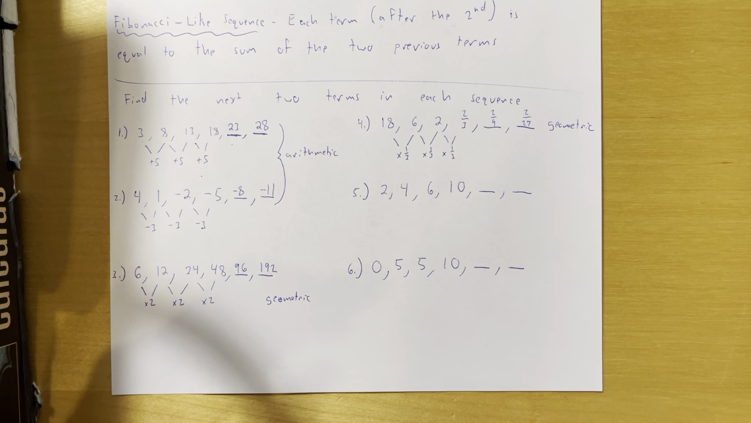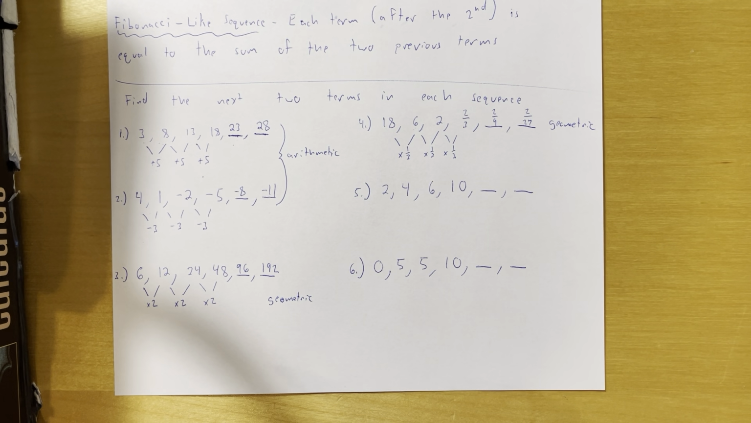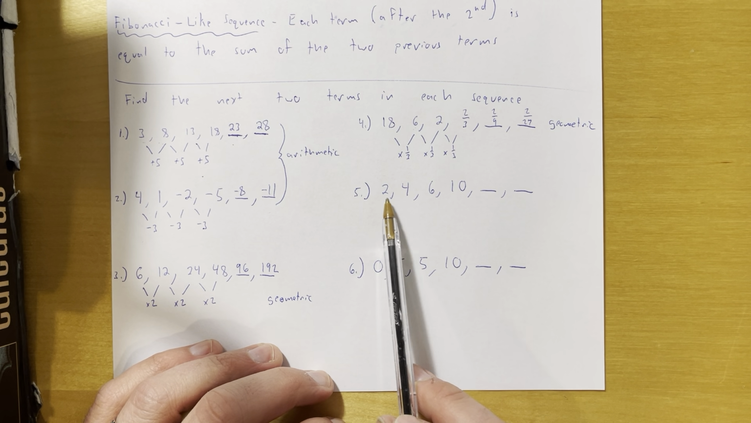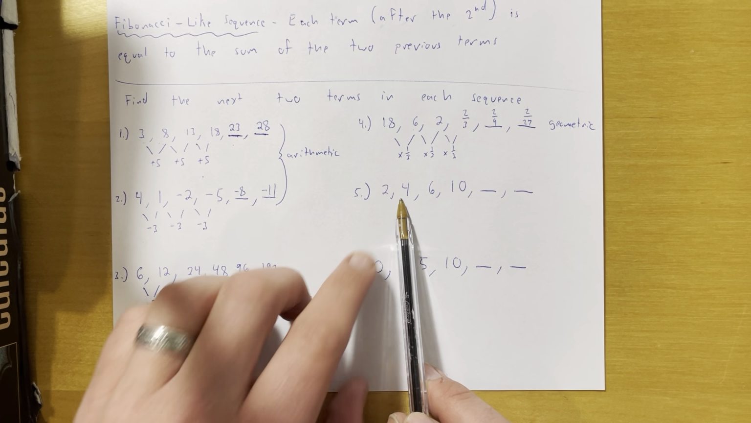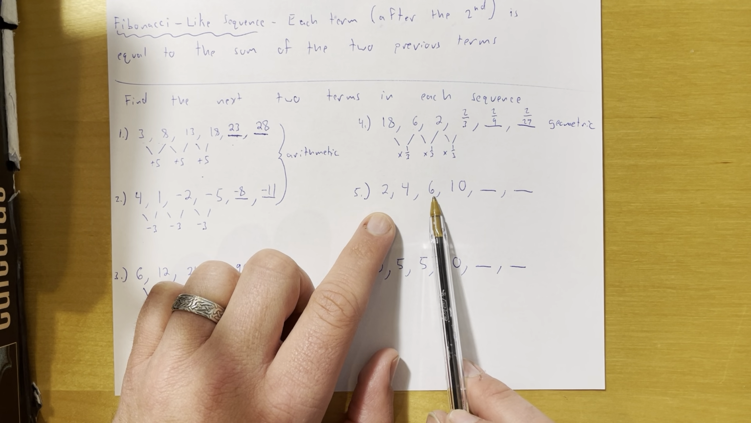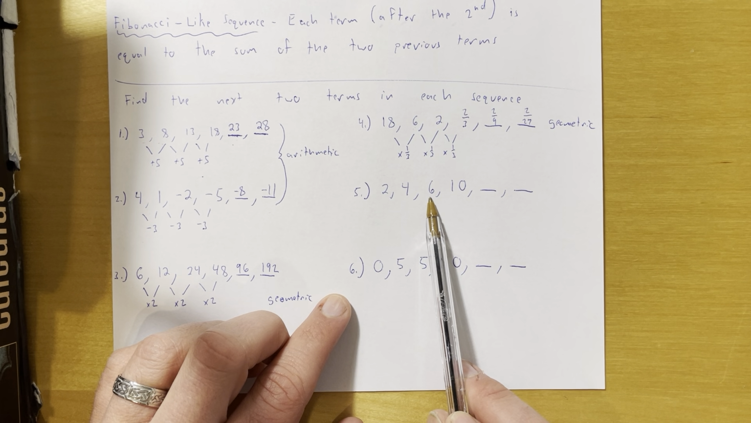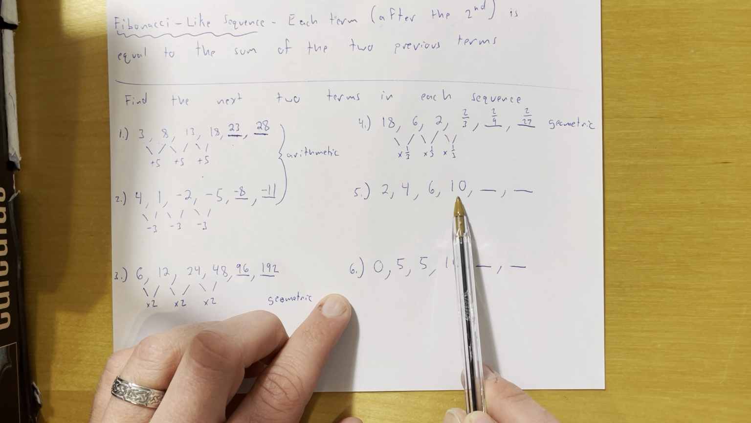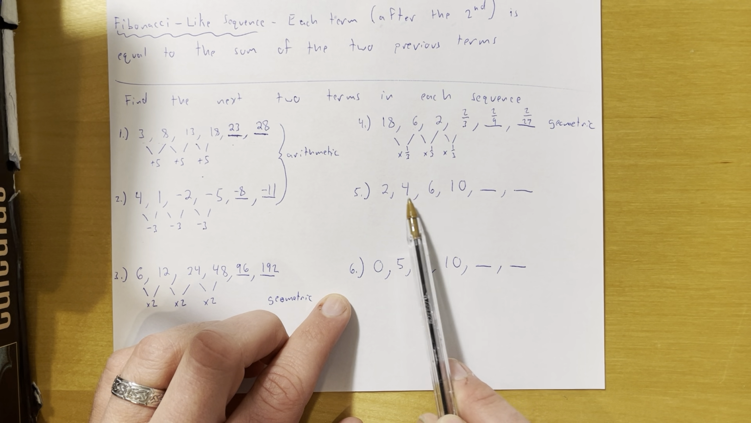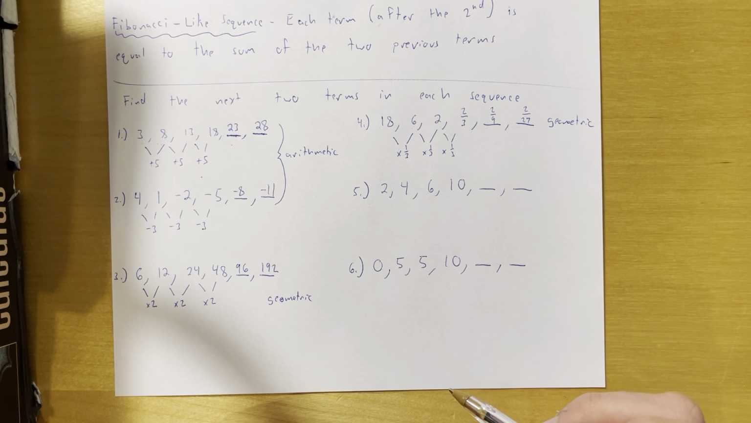So in a Fibonacci-like sequence, what we're doing is instead of adding some common difference each time or multiplying by some common ratio each time, we're starting with two terms that are basically arbitrary. They can be any two numbers. And then starting with the third term, we obtain it by adding the previous two. Notice that 6 is equal to 4 plus 2. 10 is equal to the sum of the previous two terms here. 6 plus 4 equals 10. That's how we get these Fibonacci-like sequences.